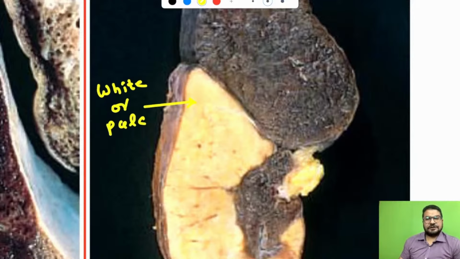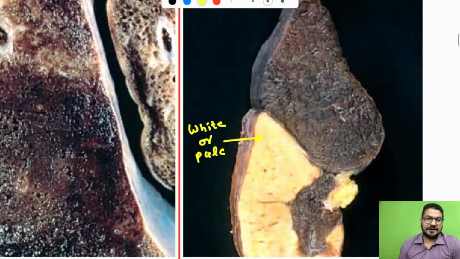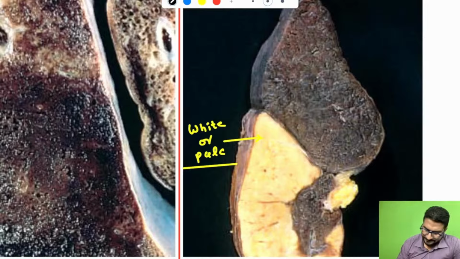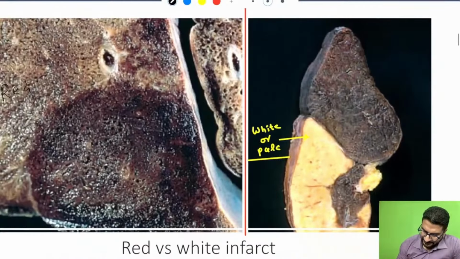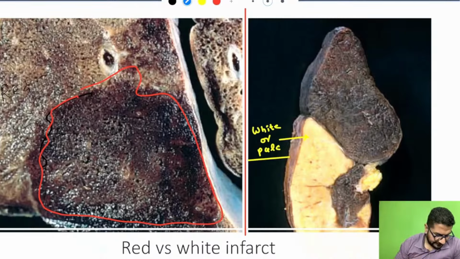Understand this thing. This is seen in those organs which have a single blood supply. So what are these organs which have a single blood supply? Where is this seen? Anyone? Who will tell me? Let me see. And here you can see, what is this called? This looks completely red. This is called red infarct. So this is seen in those organs which have dual blood supply. Simple.